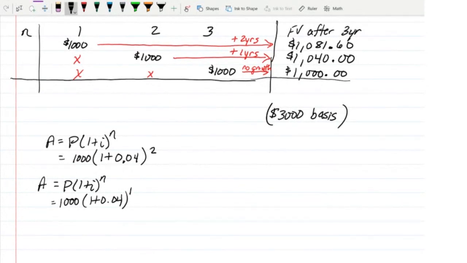Right, so let's see. I should be able to add these things without a calculator. That's $3,000. Of course, that's the basis. And then 81.60 plus $40, that's $3,121.60. I don't know why I put another comma there.